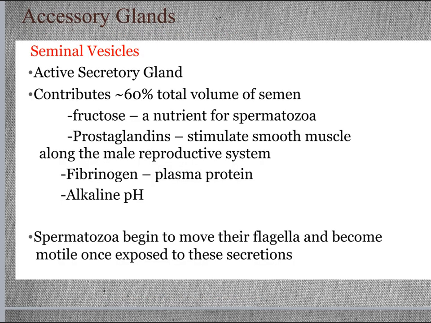We're going to start with the seminal vesicle. This is the first gland that's going to contribute the majority of the volume of semen. So we have an active secretory gland. It contributes about 60%. Now, what does it contribute? It secretes fructose, sugar. So remember, we alluded before that sugar was necessary to produce or supply nutrients for spermatozoa.